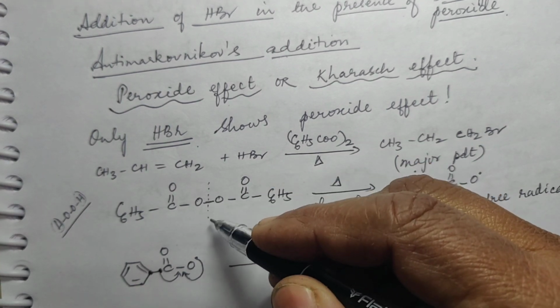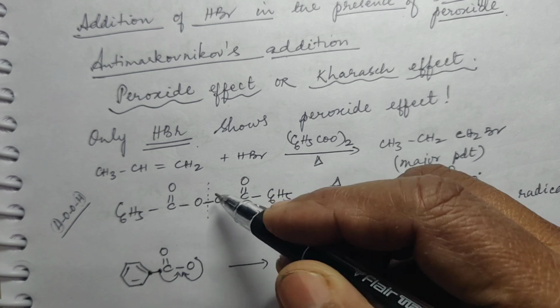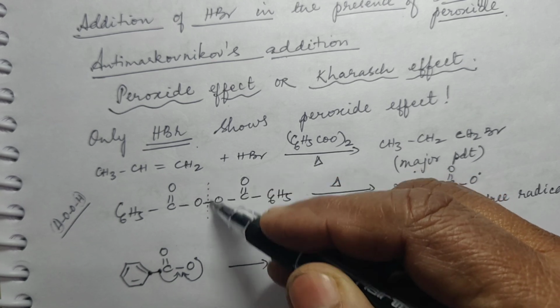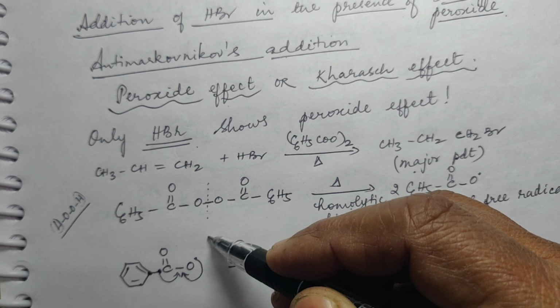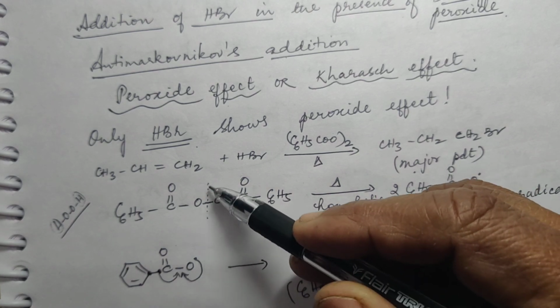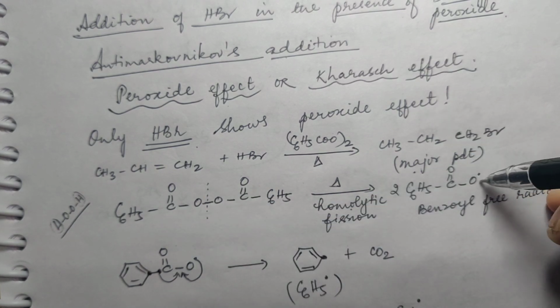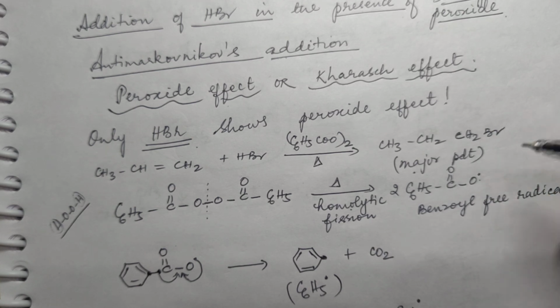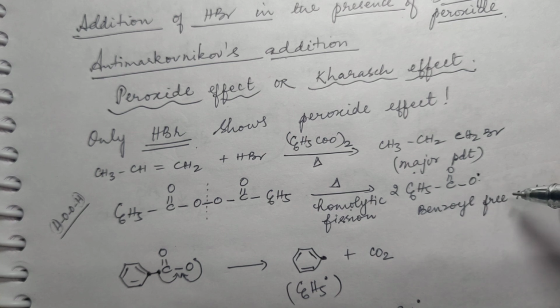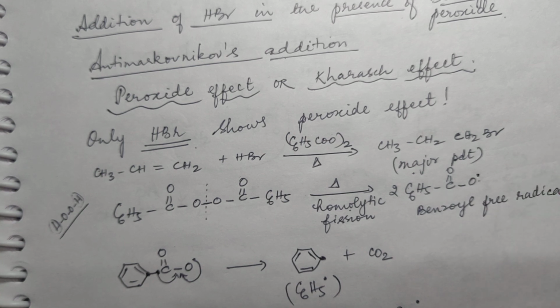Now O and O, they are the same kind of atoms, so they will undergo homolytic fission. Homolytic fission gives rise to free radicals. So when this bond is breaking, you will get two benzoyl free radicals. This is a free radical. Now what is happening?